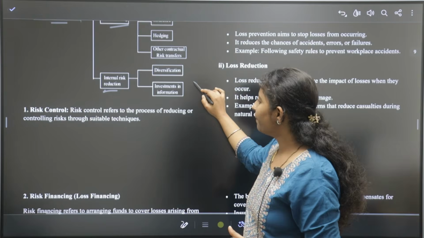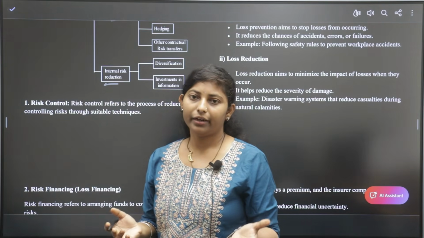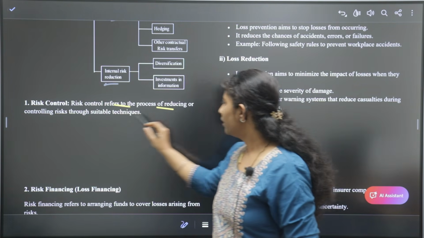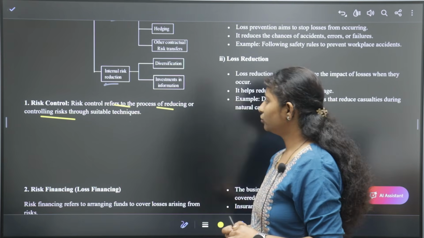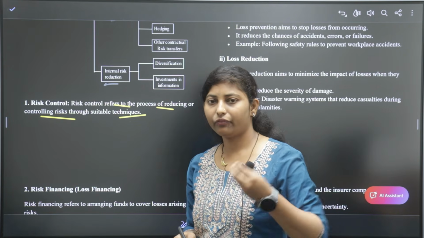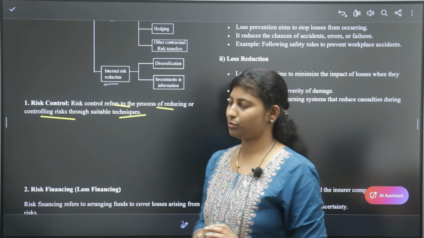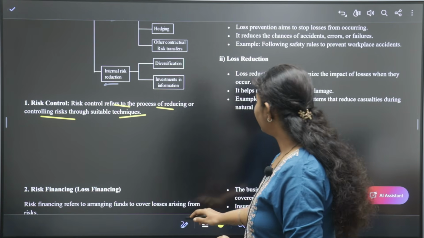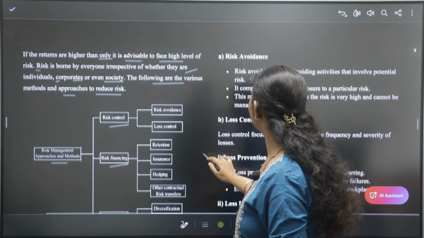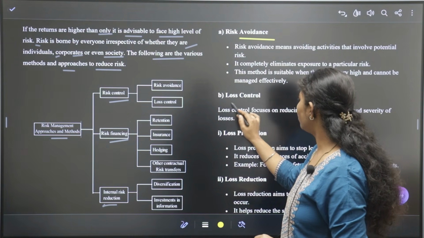The first one is risk control. We know already that we cannot avoid risk, but we can control it. It refers to the process of reducing or controlling risk through suitable techniques. How can we control the risk? We should come up with different techniques, methods or strategies with which you can control such losses and expenses. That is what we call risk control. Next, we have two types of risk control: one is risk avoidance and another is loss control.